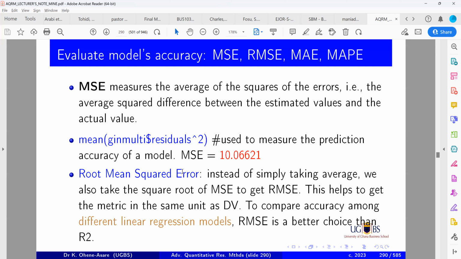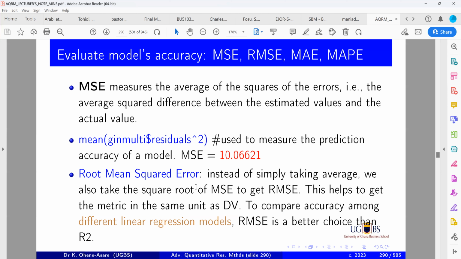You can also even have the root mean squared error. Instead of simply taking the average, you can take the square root of that mean squared error to get the root mean squared error. This will tell you the metric. See, it doesn't matter whether you are using yards, dollars, numbers, the metric will be kept in the same unit as the dependent variable if you use the root mean square.